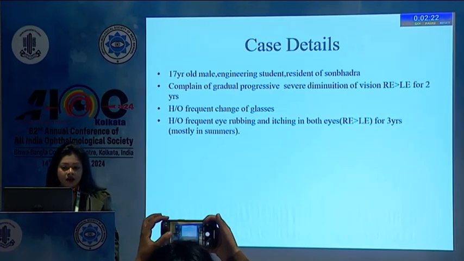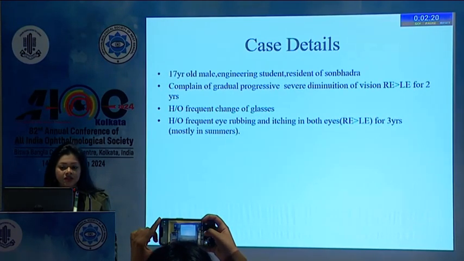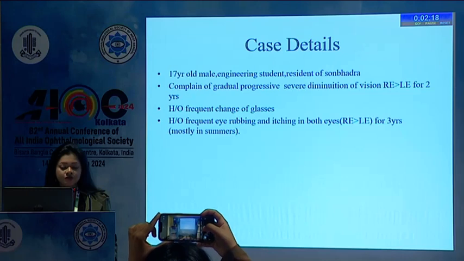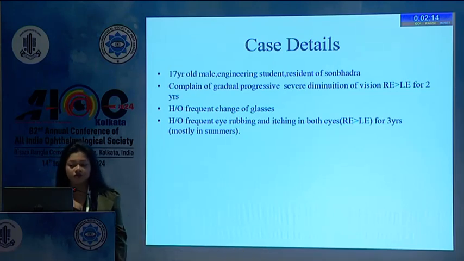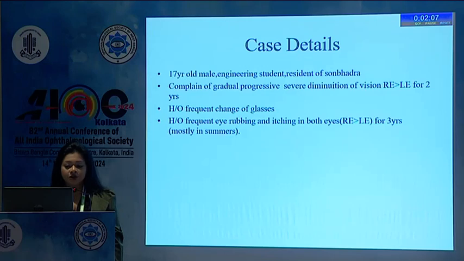Case details. A 17-year-old male engineering student, resident of Sonbhadra, came to our OPD with a complaint of gradual, progressive, severe diminution of vision in right eye more than left eye for 2 years, with a history of frequent change of glasses, history of frequent eye rubbing and itching in both eyes for 3 years, mostly in summers.